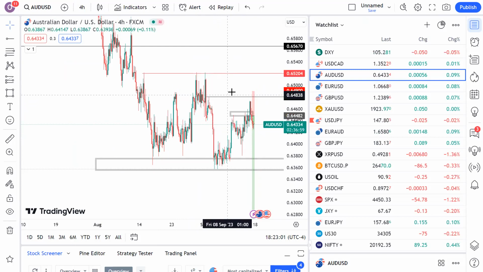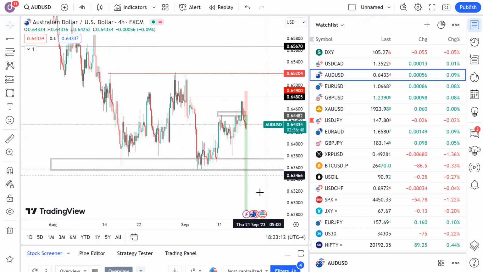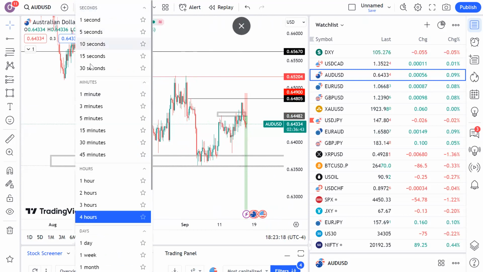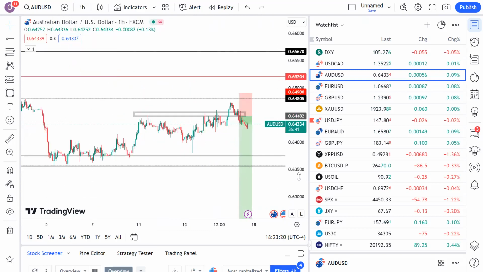We never got the break above this level right here, which let me know that price most likely wasn't going to push back up here, which is why I took the sell. So I'm still in AUD USD on the sell, just looking for a continuation movement back to the downside. So that's how I feel about AUD USD.